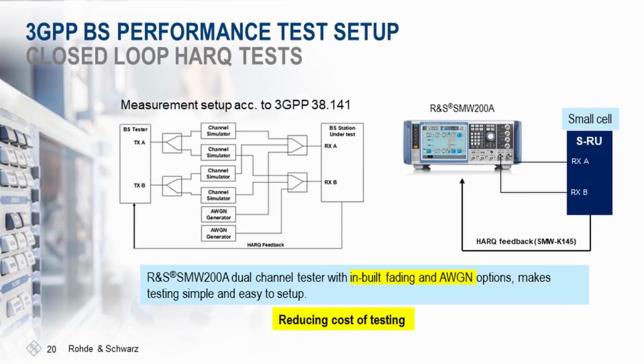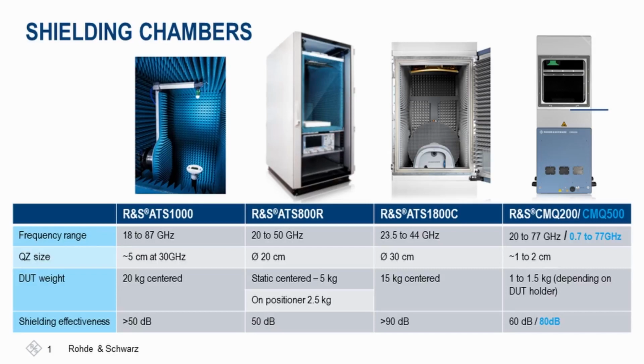So as we learned for millimeter wave small cells, we need chambers to do the measurements. So here I show a part of the Rohde & Schwarz chamber portfolio, which are suitable for small cells. So here, starting from ATS 1000, which I introduced already in case of antenna in package measurements.